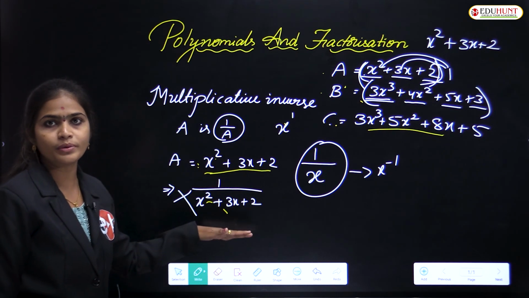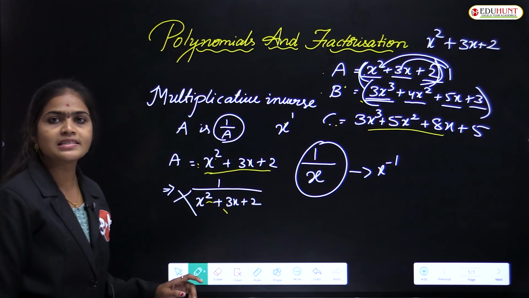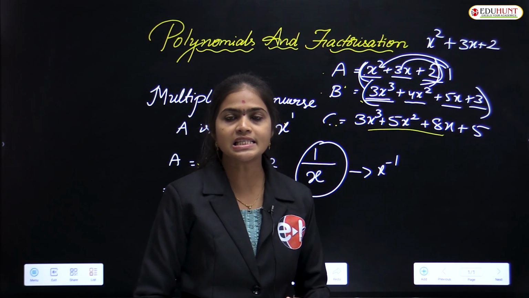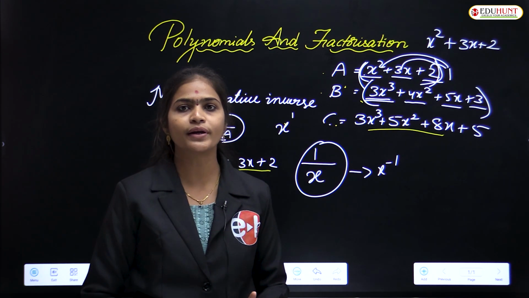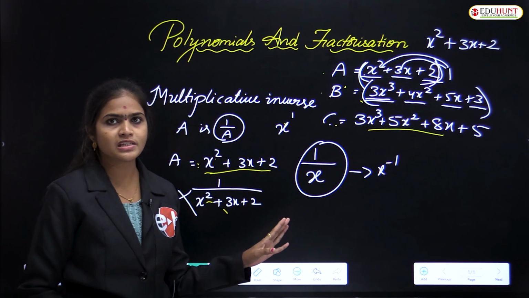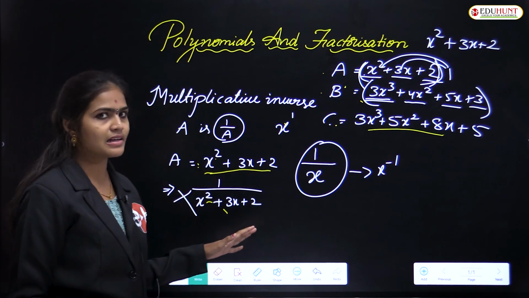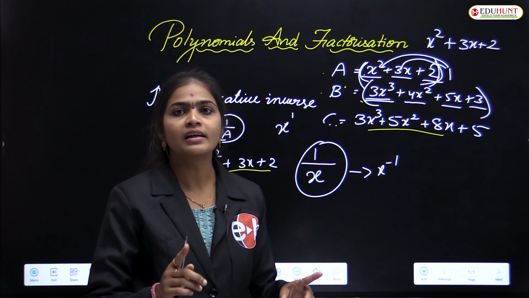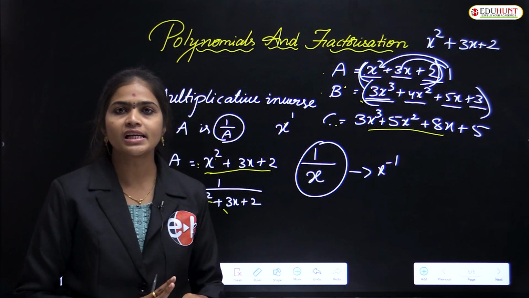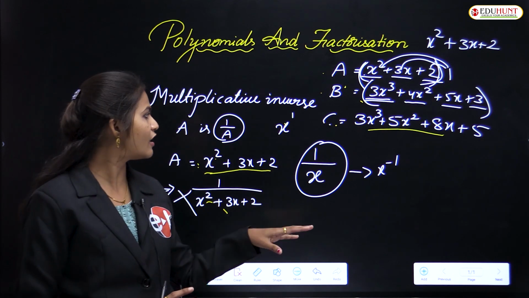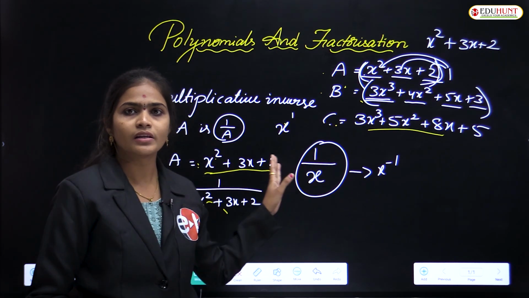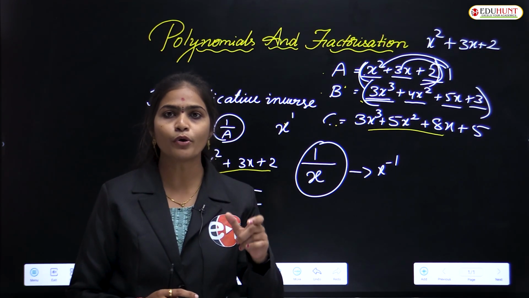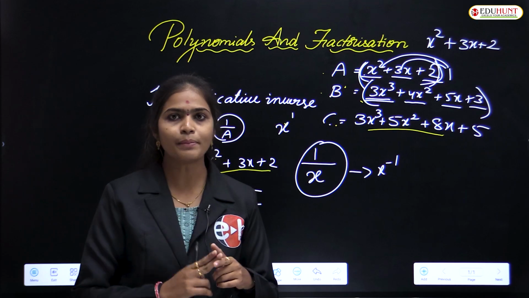So this is not a polynomial. Is it clear to you? These are all the properties we have to apply on polynomials. One important point is that mostly they will ask: is the multiplicative inverse of a polynomial a polynomial or not? It is not a polynomial. Okay children, in this video we discussed the general form as well as all these properties. In the next video we will discuss the division of a polynomial with a monomial and with a binomial.